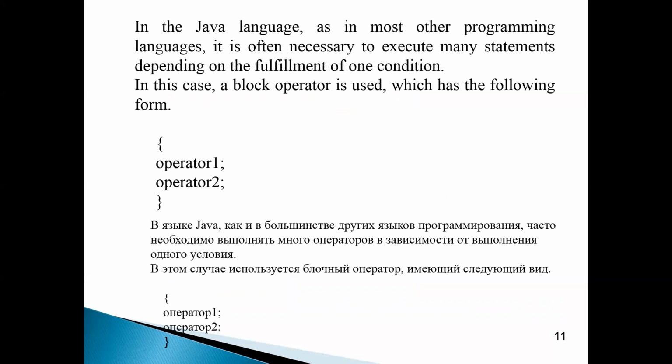In the Java language, as in most other programming languages, it's often necessary to execute many statements depending on the fulfillment of one condition. In this case, a block operator is used, which has the following form. You can see in this slide operator 1, operator 2, and curly braces.